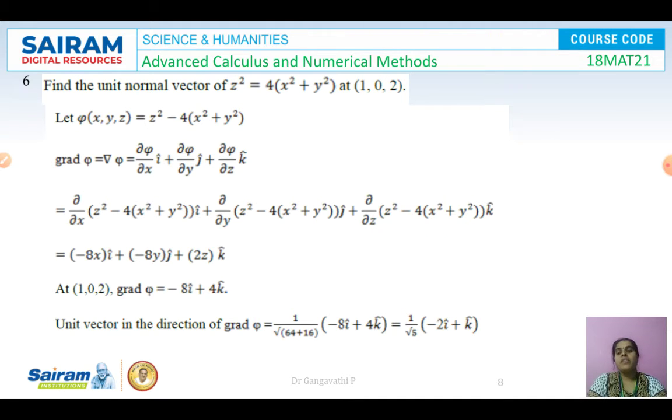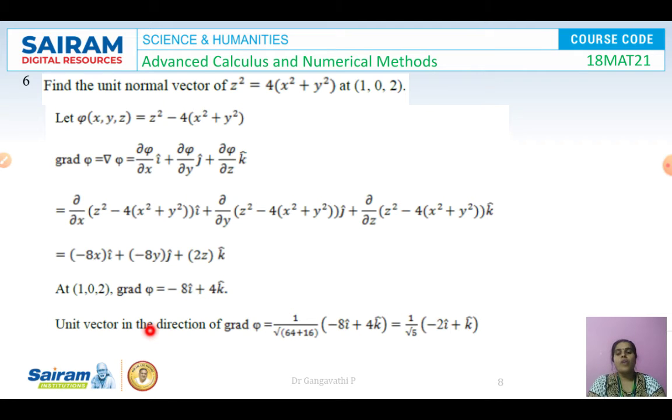So when we do the differentiation here with respect to x, we get minus 8x i cap, and here minus 8y, minus 4 into 2y, so minus 8y into j cap, and here for 2z square, differentiation of z square is 2z into k cap. So at the given point (1, 0, 2), x is equal to 1, y is 0, and z is equal to 2. Substitute x is equal to 1 here, y is 0 here, and z is equal to 2 here, which gives us minus 8i plus 4k cap.